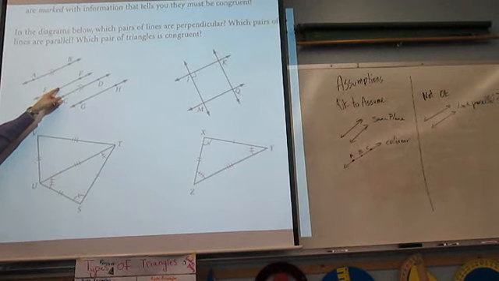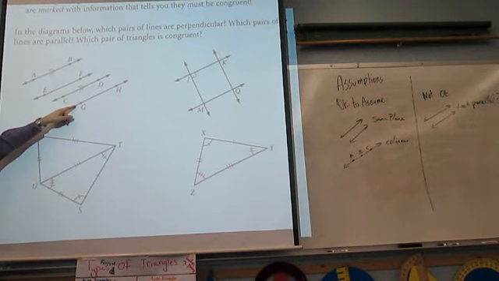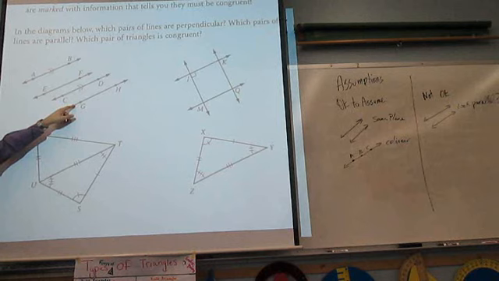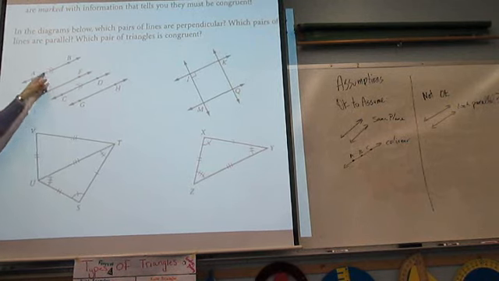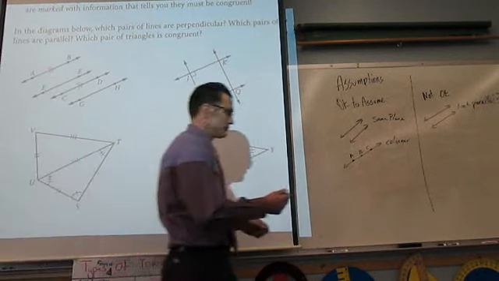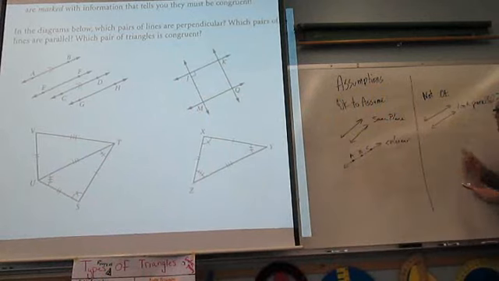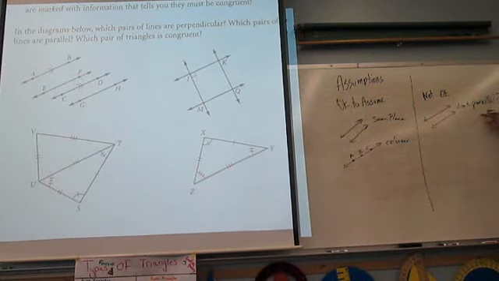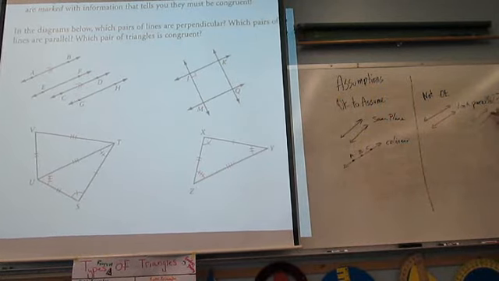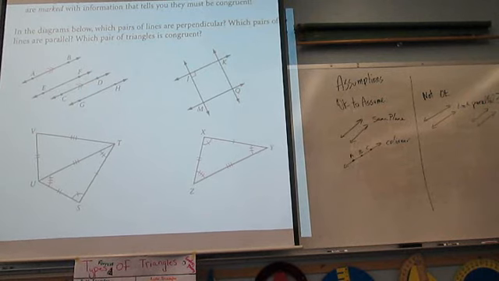EF looks like it might be parallel, but you don't know. GH looks like it might be parallel, but you don't know. They have to have the marks. So here, you don't know. Here, if they have those little chevron marks, then you know. Yes, they are.